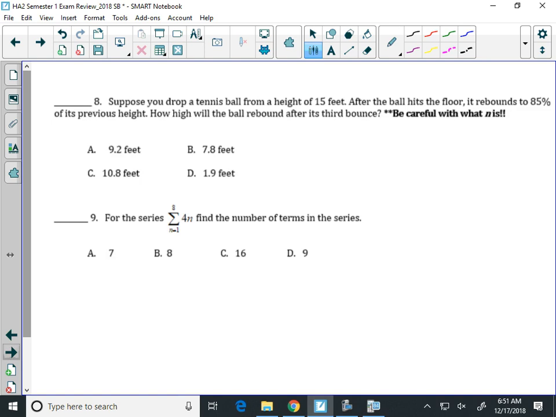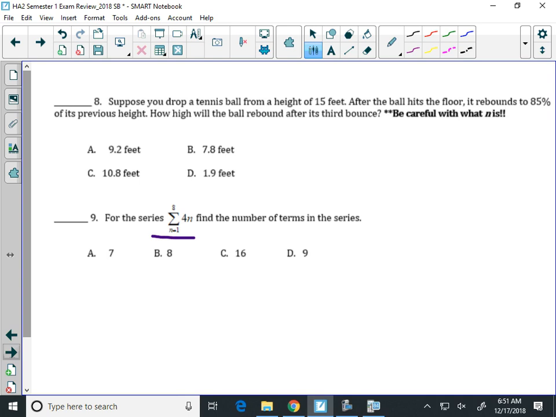We have 2 multiple choice. I'm actually going to start with number 9. Number 9 is easier than number 8. So let's do 9, and then we'll go back to number 8. So for this series, it's given to you in sigma notation. Find the number of terms in the series. Well, all it says is we're adding from terms 1 to 8.